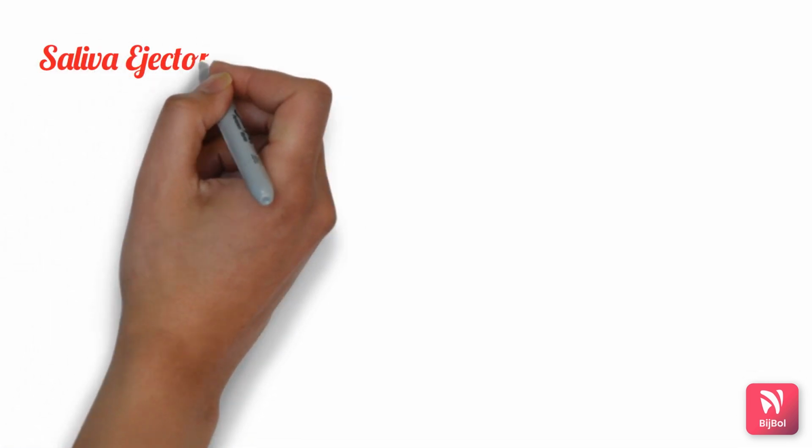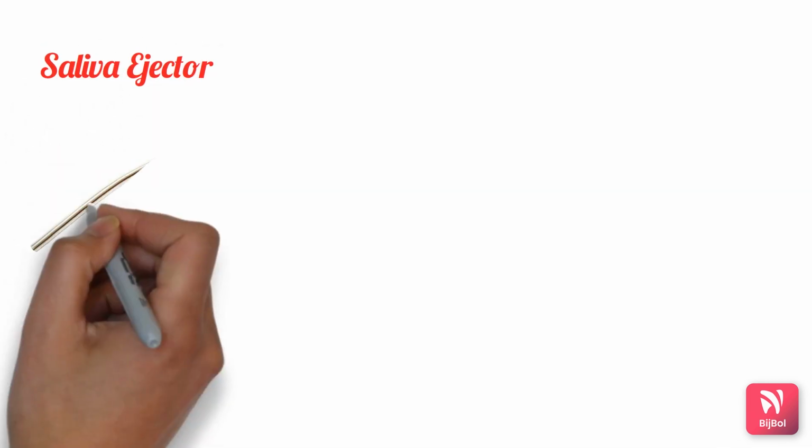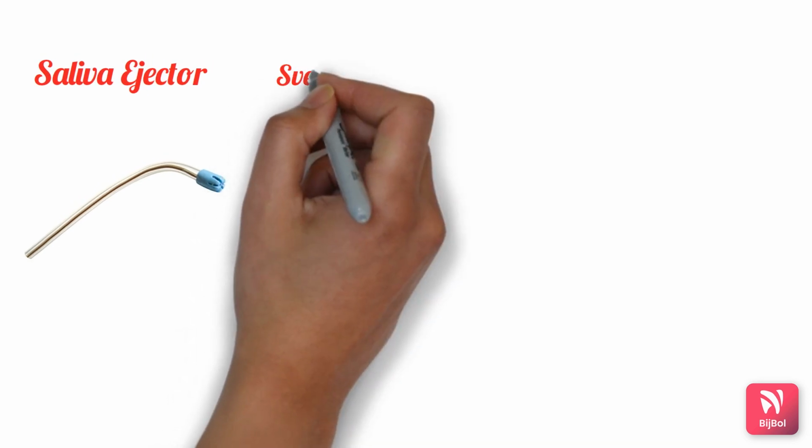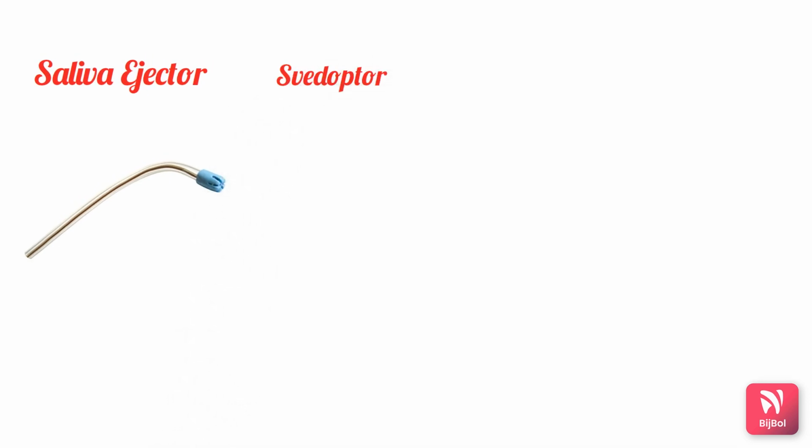Now we can see the other methods such as the saliva ejectors. The saliva ejector aspirates the saliva collected in the floor of the mouth and also removes the water spray from the aerator during cavity preparation procedures. But it works at a slower rate when compared to the high volume evacuator.